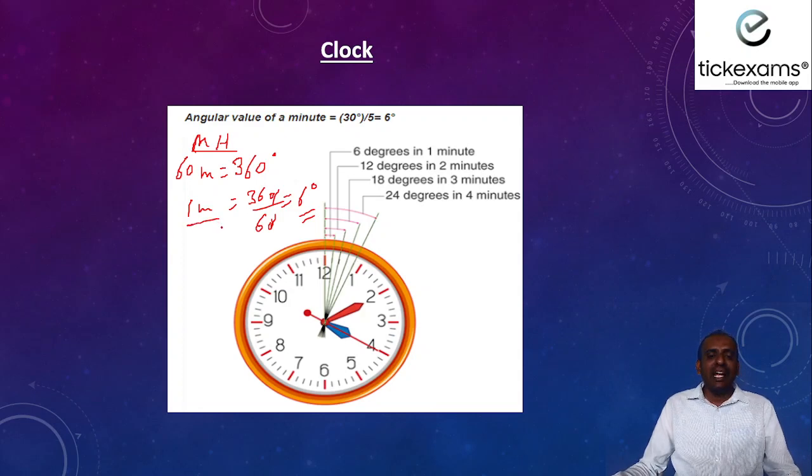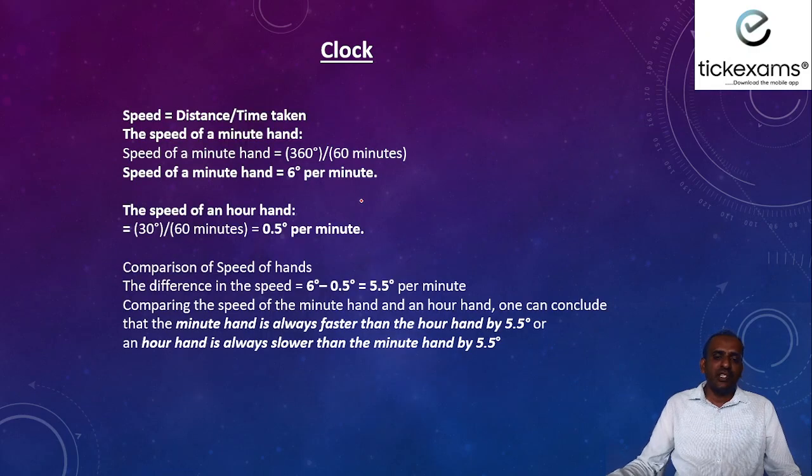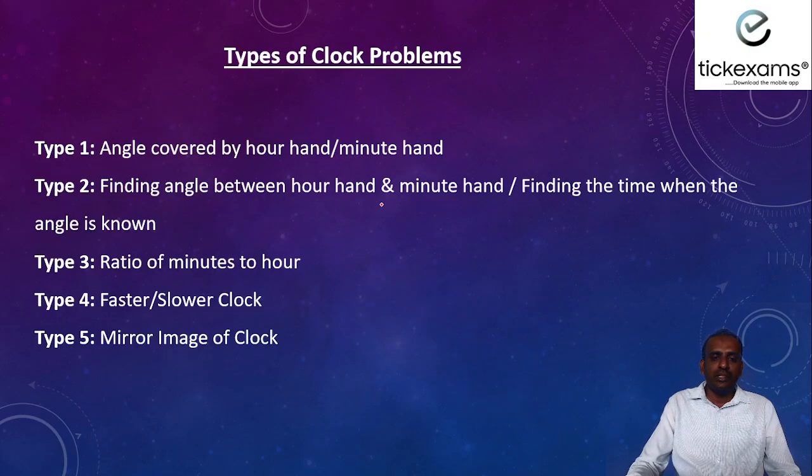So what this means is when the minute hand moves by 1 minute, it covers 6 degrees, or it makes an angle of 6 degrees in 1 minute. If it moves for 2 minutes, it makes an angle of 12 degrees, and for 3 minutes it makes an angle of 18 degrees, and so on. These are the basics of calculating the angle of the hour hand and minute hand. That is very important.